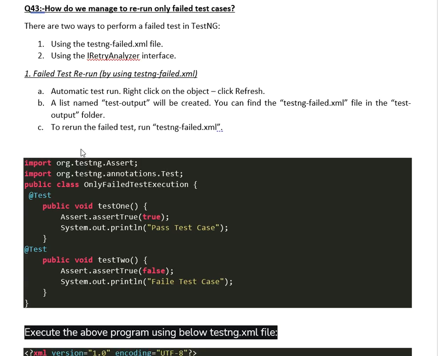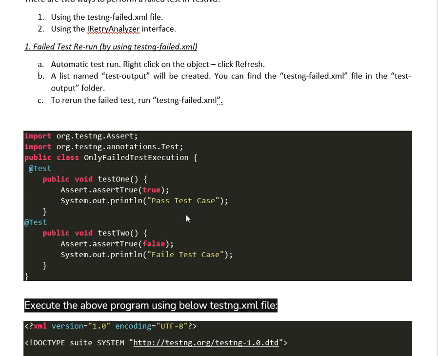First we will see the failed test rerun by using testng-failed.xml. First we will create a class, OnlyFailedTestExecution. After creating the class, we will create two methods, the first method is test1 and the second method is test2. The first method will be true and the second method will be false. If we run this program, we will get one method as passed and one method as failed.